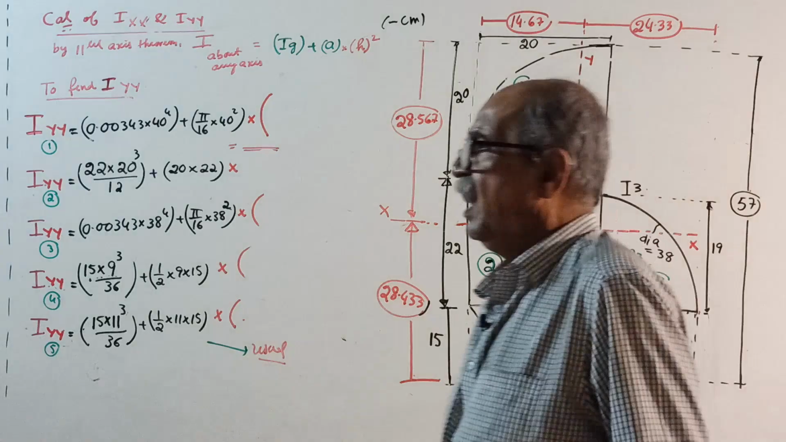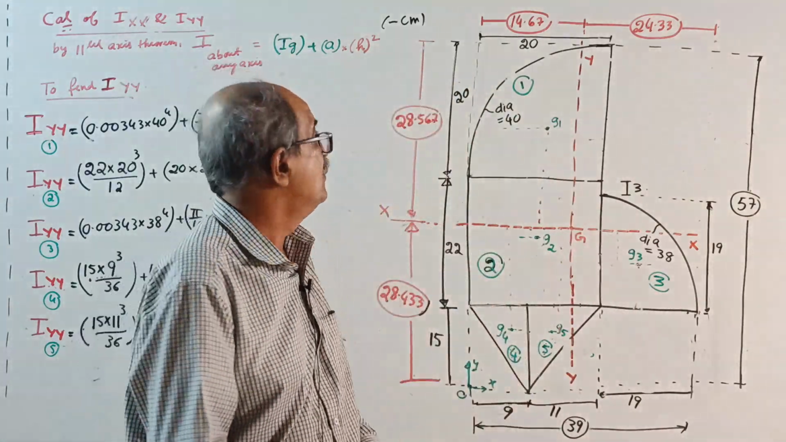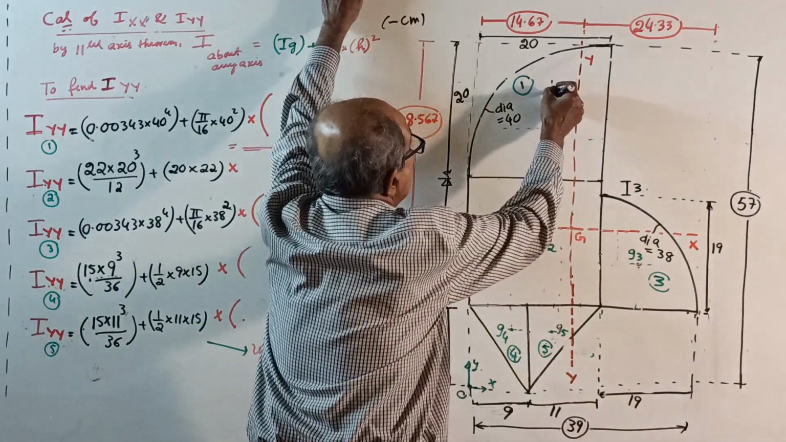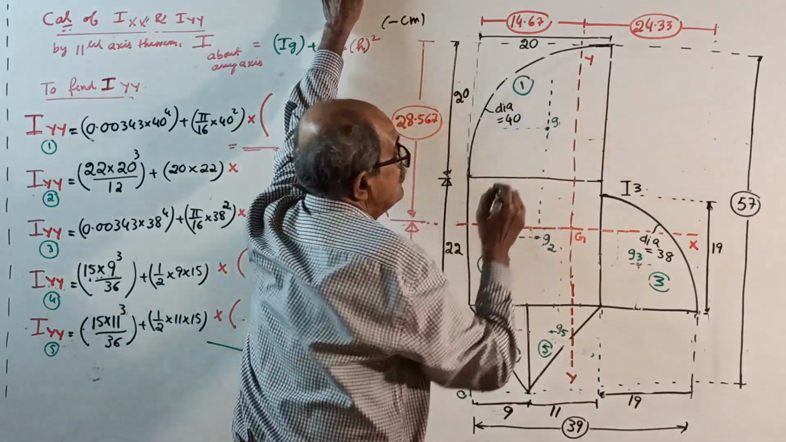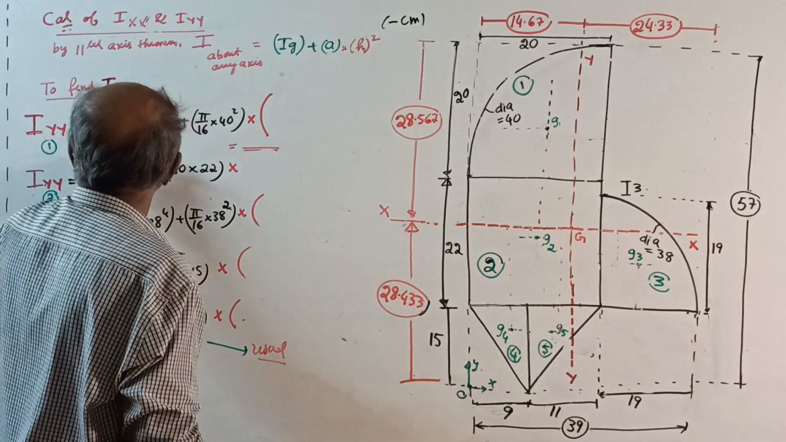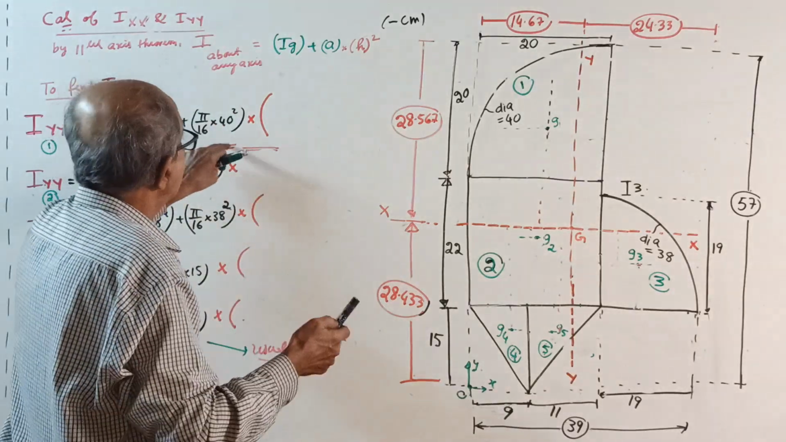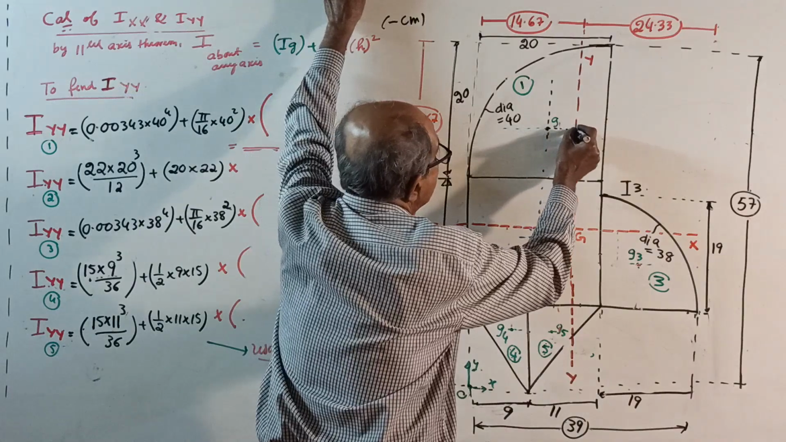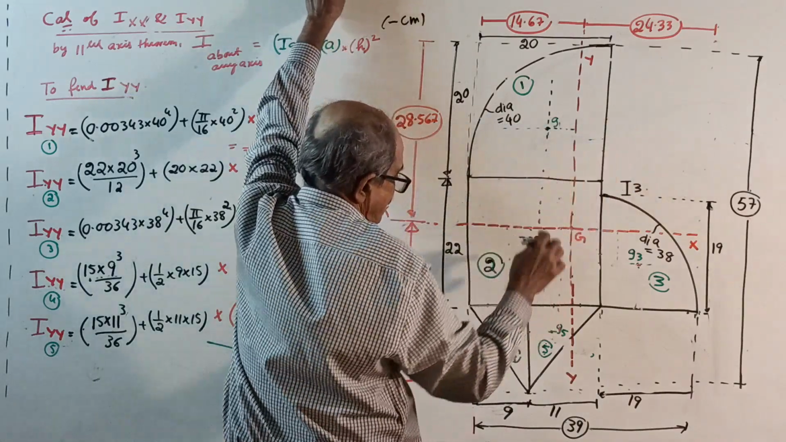Now, I about yy. Okay, start. Figure number 1. I about its own centroidal axis parallel to yy. Quadrant of a circle. Both are same. 0.00343 diameter power 4 plus area into, now see, this distance square.